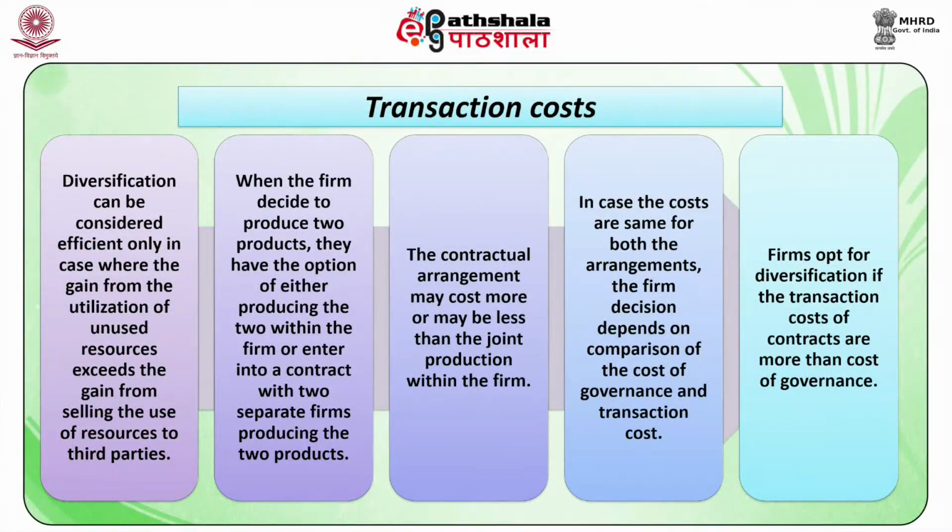When the firm decides to produce two products, they have the option of either producing the two within the firm or enter into a contract with two separate firms producing the two products. The contractual arrangement may cost more or maybe less than the joint production within the firm. In case the costs are the same for both the arrangements, the firm decision depends on comparison of the cost of governance and transaction cost.